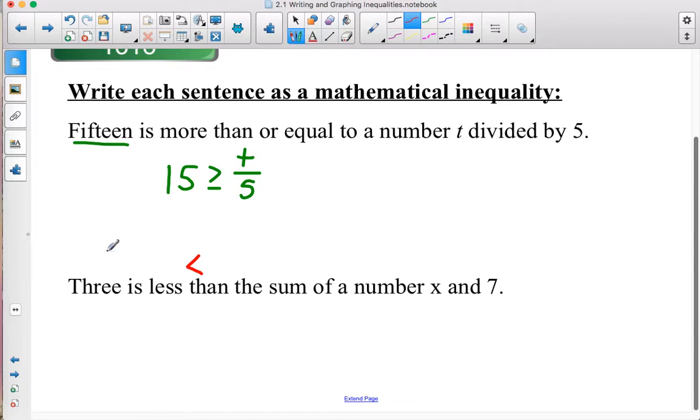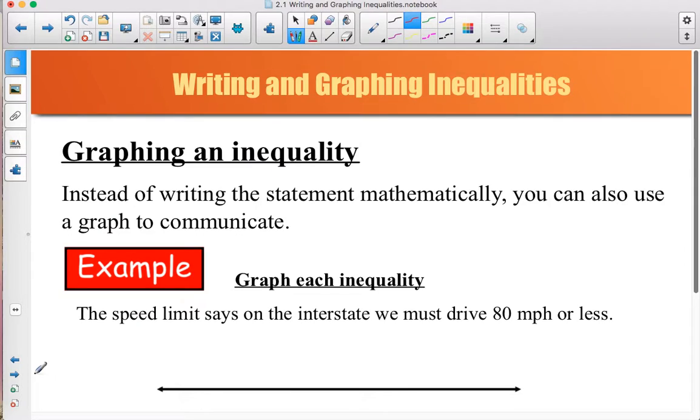Second one says 3 is less than the sum. Sum means addition, so it's going to be less than the addition of a number x and 7. So 3 is less than x plus 7. There we go. And I've translated those two. Hopefully you did okay on that because you'll be asked to do that on the homework today. So now we can translate.